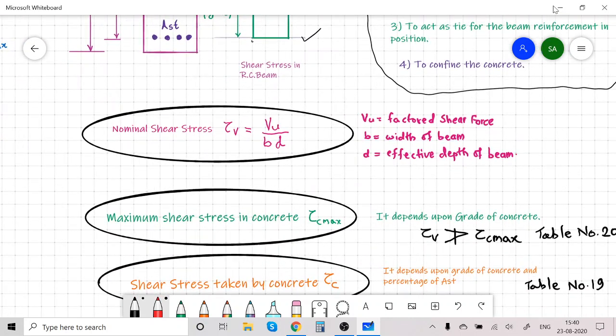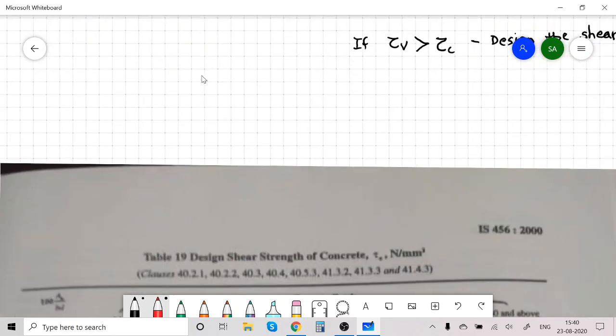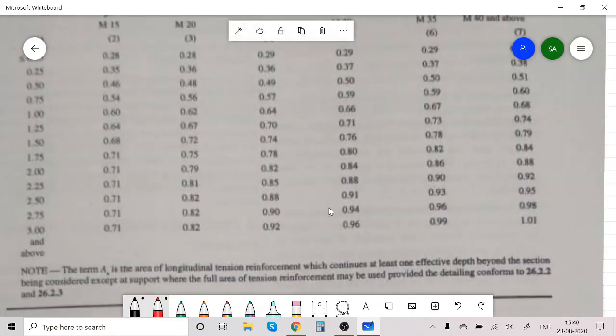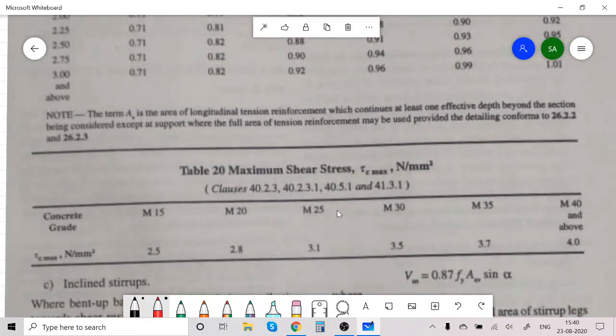After finding the nominal shear stress, the next job is to check whether this nominal shear stress is not greater than tau c max. What is this tau c max? Tau c max is the maximum shear stress in concrete. It depends upon grade of concrete, and it is given in Table number 20 of IS 456:2000. See this Table number 20.